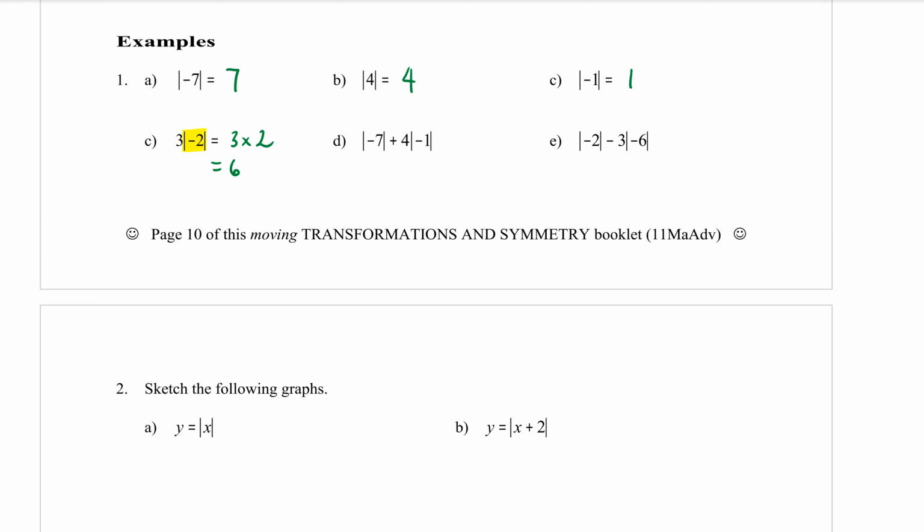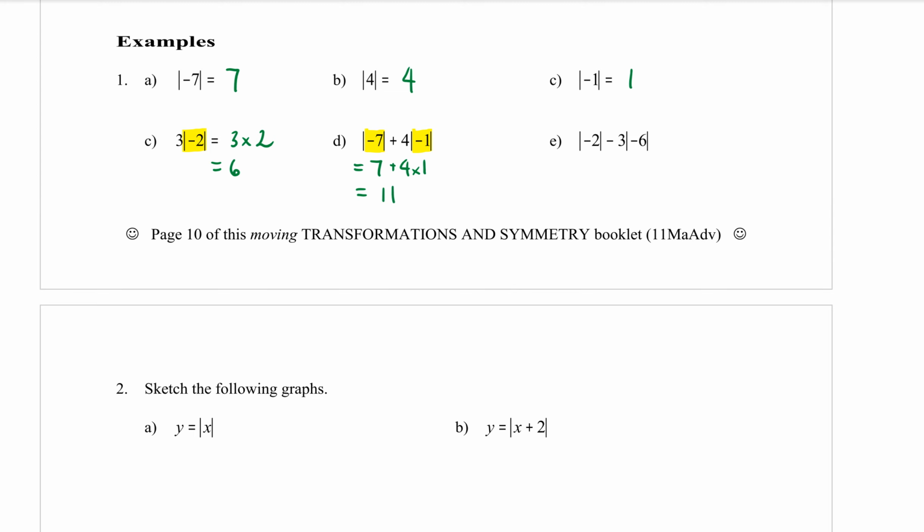In the next one, we have absolute value of 7 and absolute value of -1. So absolute value of -7 is a positive 7. Then I have +4, and that will be times by the absolute value of -1, which is a positive 1. 7 plus 4 times 1 makes 11.